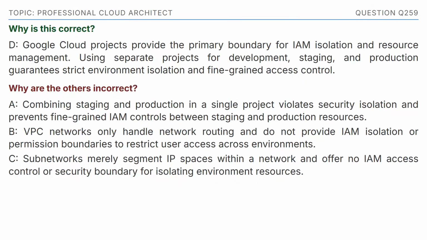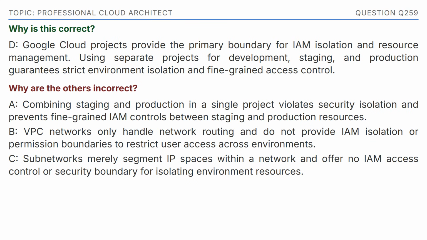Why is this correct? D. Google Cloud projects provide the primary boundary for IAM isolation and resource management. Using separate projects for development, staging, and production guarantees strict environment isolation and fine-grained access control.